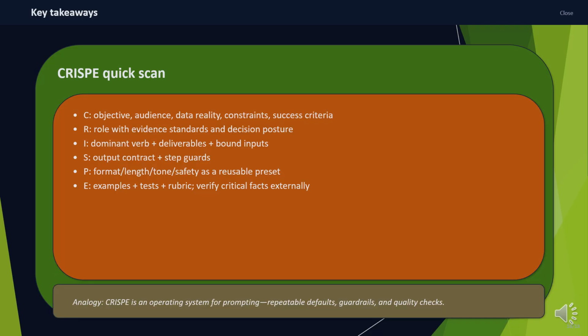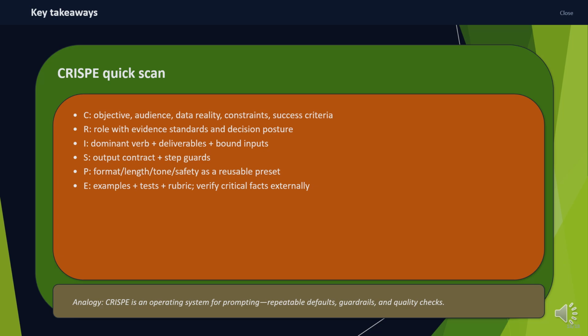CRISPE is a practical checklist that presenters and participants can apply across many use cases. The central takeaway is that strong prompts are engineered, not improvised. They define the world the model should operate in, the role it should assume, the task it must complete, the shape of the output, the packaging or format requirements, and the quality bar the response must meet.